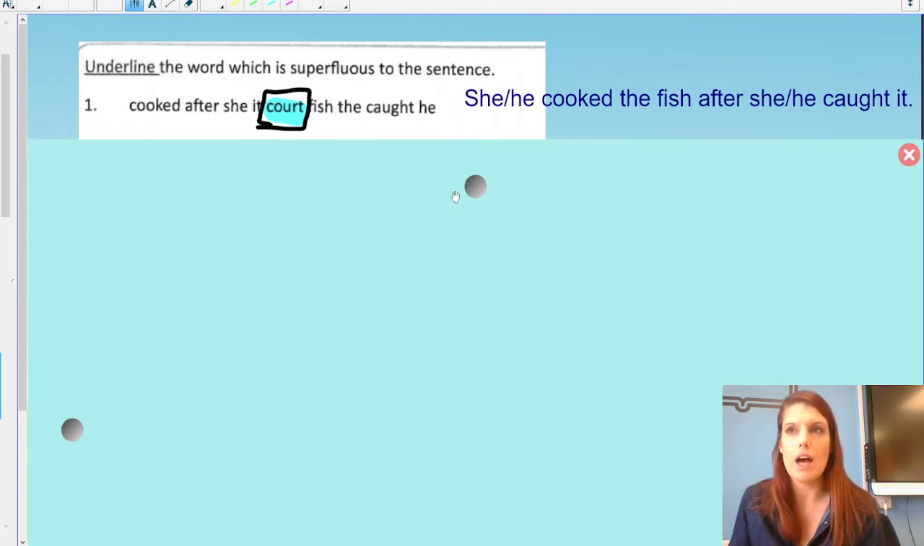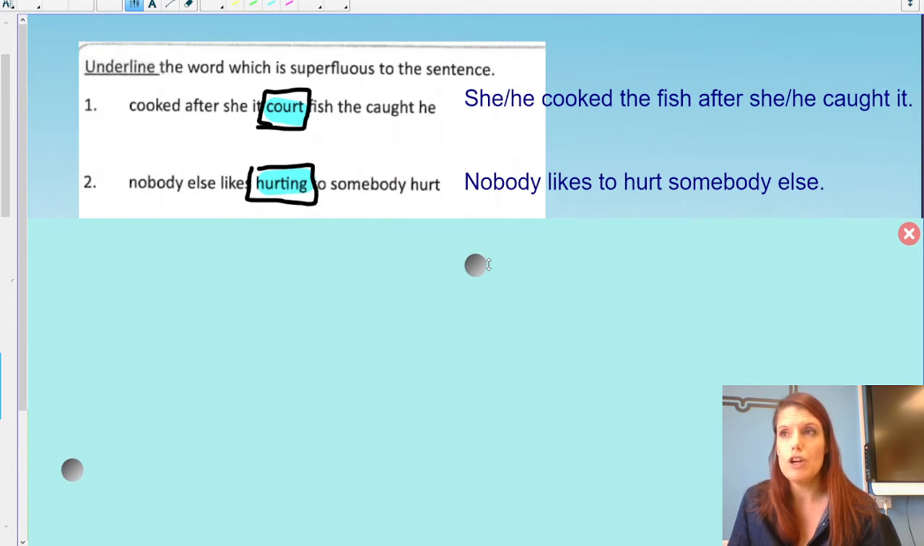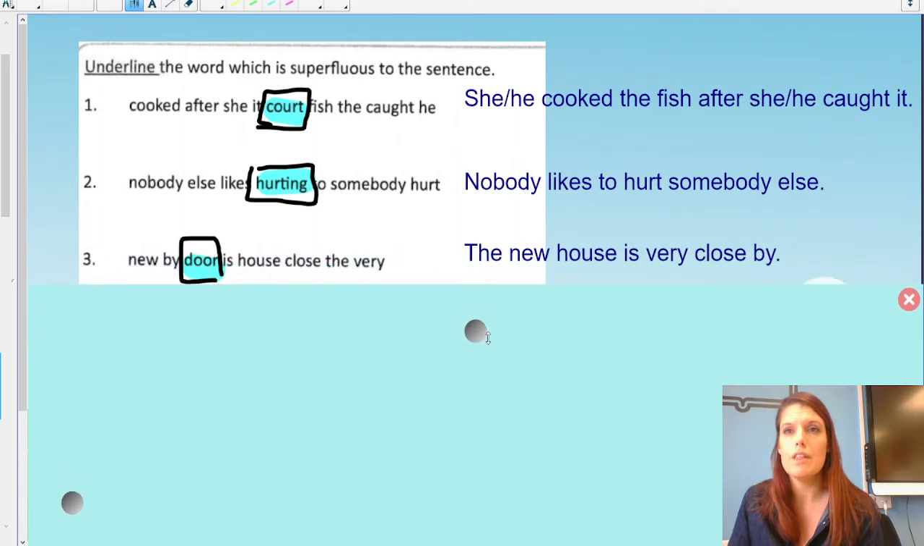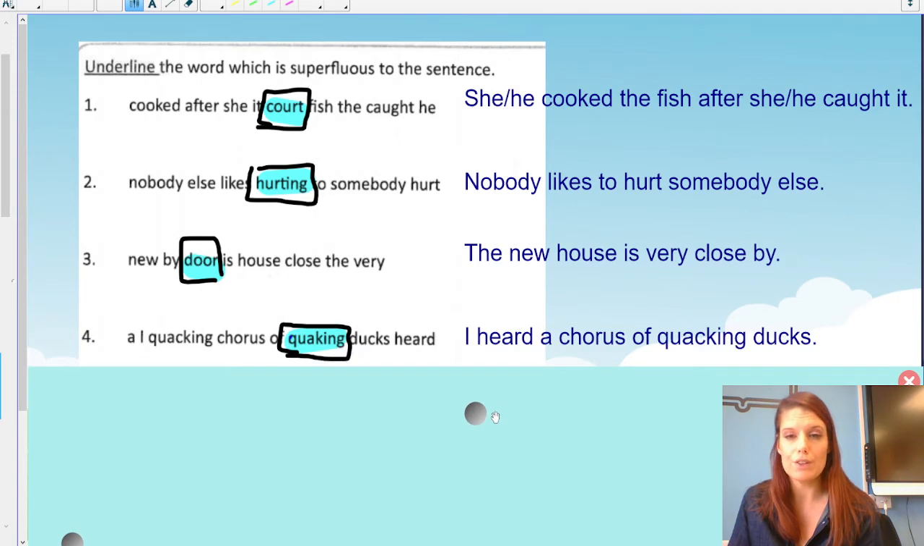So we've got a superfluous word is also caught, but this, remember, is a homophone, meaning a court of law, for example, rather than the past tense of the verb to catch. Nobody likes to hurt somebody else. The new house is very close by. I heard a chorus of quacking ducks. So the superfluous word here is quaking.